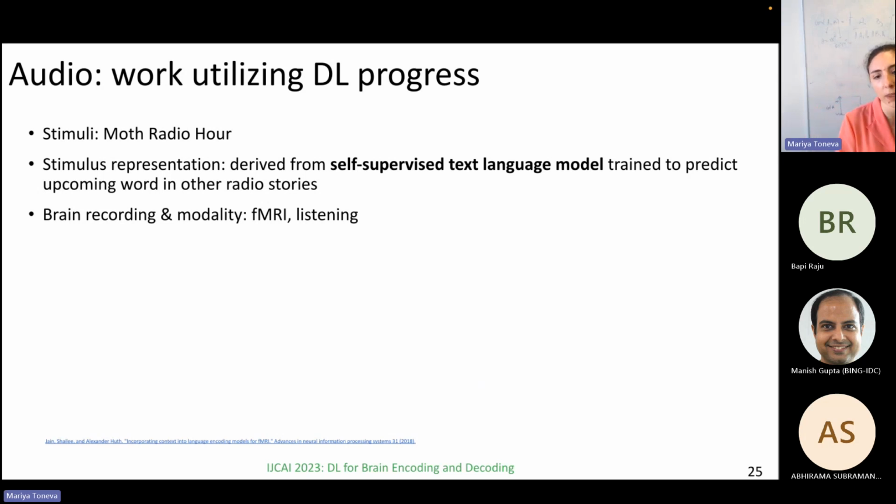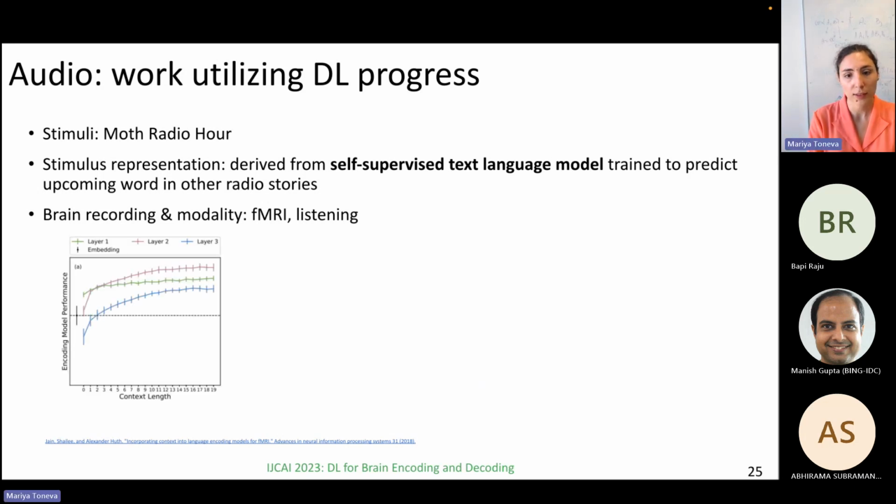And so here, also within the language domain, a few years later in 2018, Shailee Jain and Alex Huth did another experiment with stimuli which were actually people listening to a story. But here they used some self-supervised text language models, which were a little bit more recent. So this is 2018, so they were based on LSTMs. And they were trained to predict upcoming words in some other radio stories.